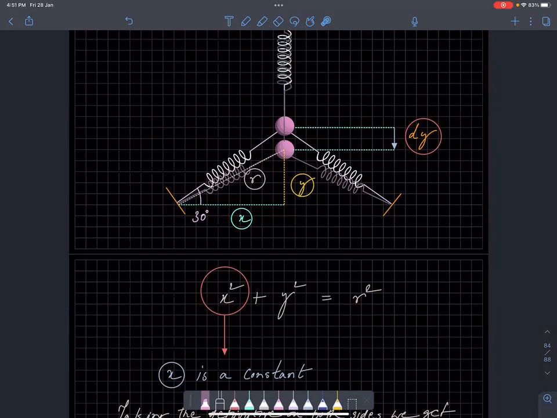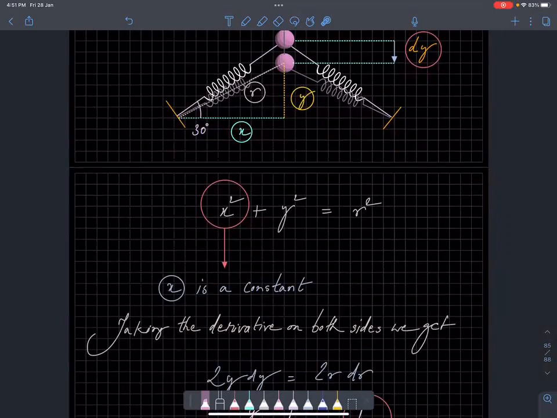Now observe one thing: when the mass is coming down, r will change, y will change, but x will remain the same, because no matter where you come, that x will be the same, right? y will decrease, r will also become a little smaller, whereas x will remain the same as this mass is coming down. Do you agree? So x is a constant.